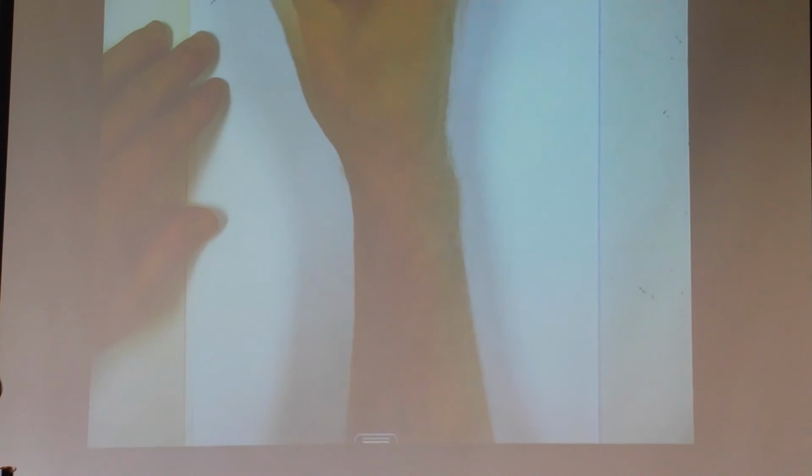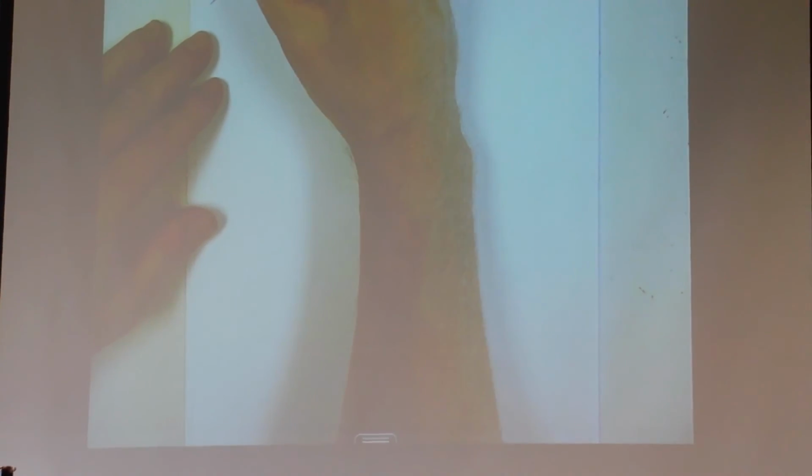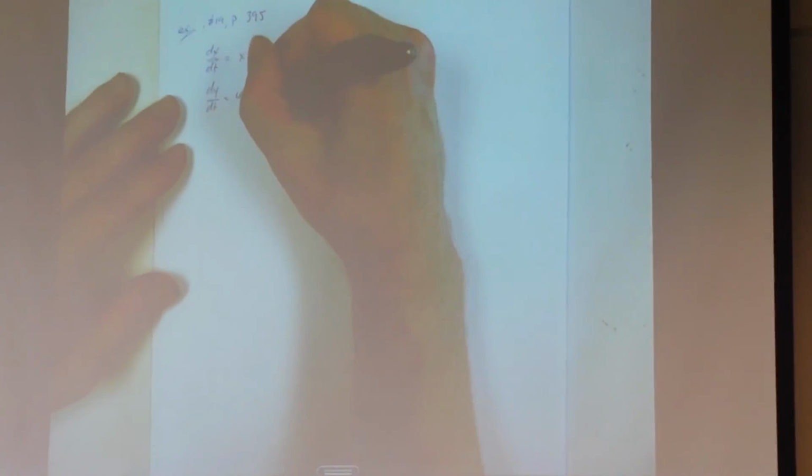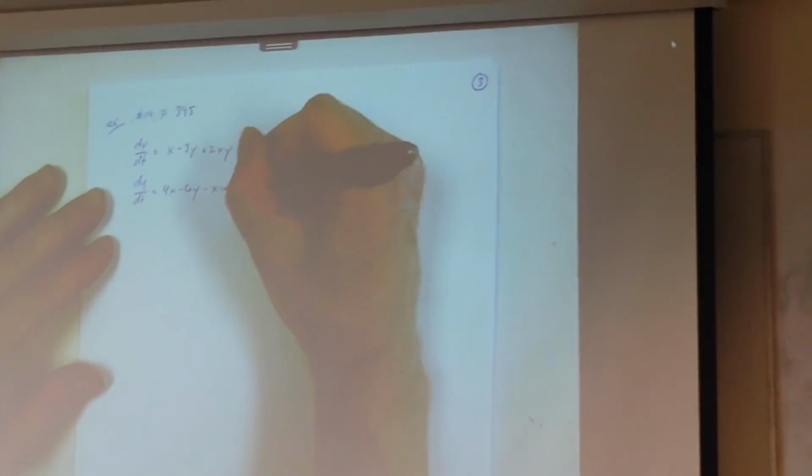This is one out of the book, number 19, on page 395. All right. So say we got this system, dx/dt equals x minus 3y plus 2xy. And dy/dt is equal to 4x minus 6y minus xy.